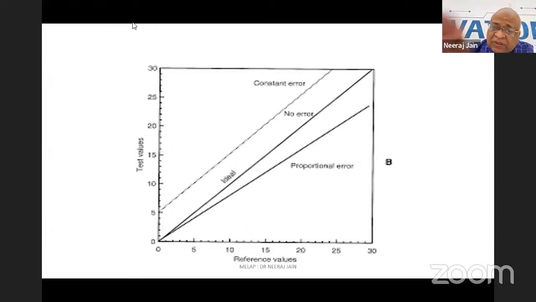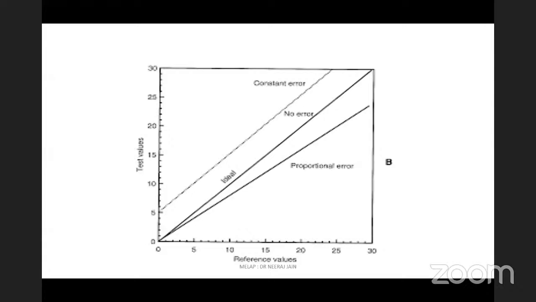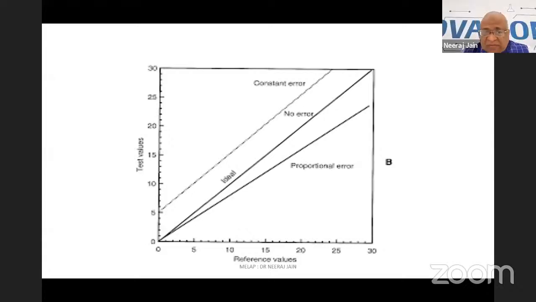In ideal situation, you are getting line at 45 degree. But if suppose you are getting this faint line, little higher than this ideal situation, that means consistently you are getting higher result with this new machine.